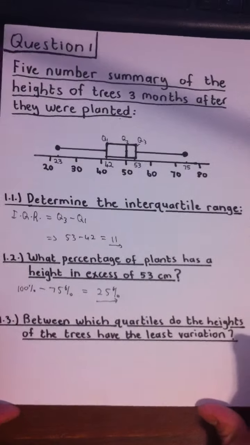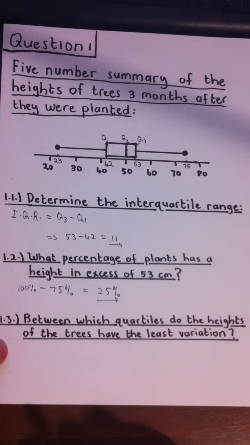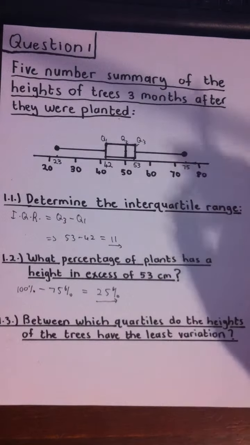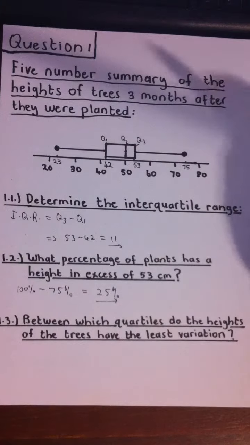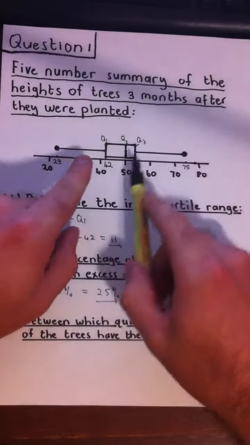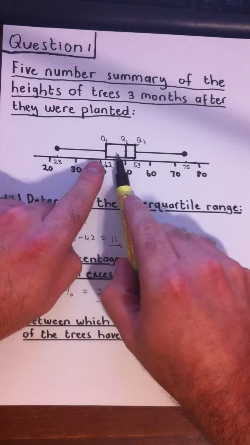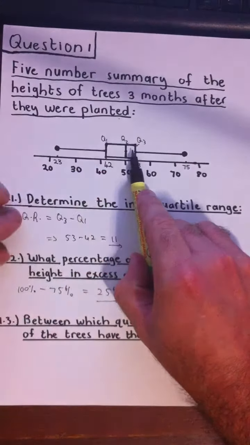Again, the final question for question 1. 1.3. Between which quartiles do the heights of the trees have the least variation? Least variation just means between which two quartiles are they most similar in height. So again, between any two quartiles, for example between Q2 and Q1, 25% of all the plants lie in here, and 25% of all plants lie in that quartile.